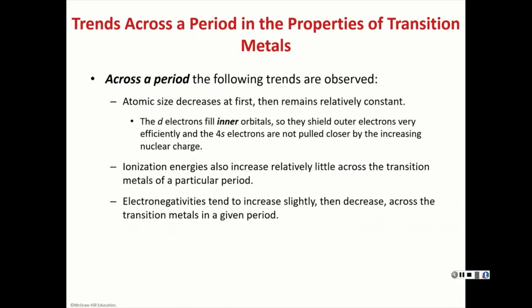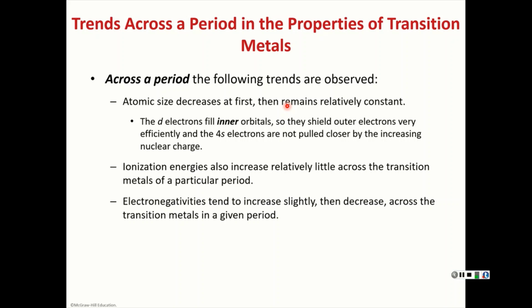Trying to look at the trends either across a row or period of the transition elements or down a group or family, the trends don't jump out at you as much as they did for the main group elements, but we'll discuss a little bit of these trends. As we move across a period, atomic size will decrease at first as you go through the transition elements. Then it reaches a constant level and remains sort of constant.